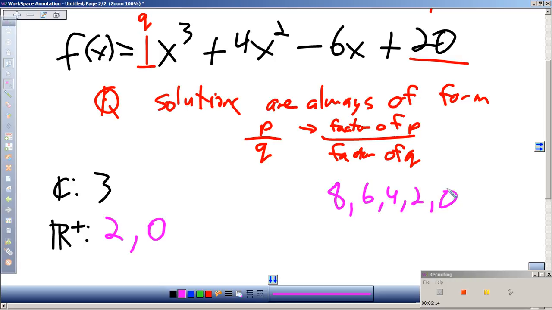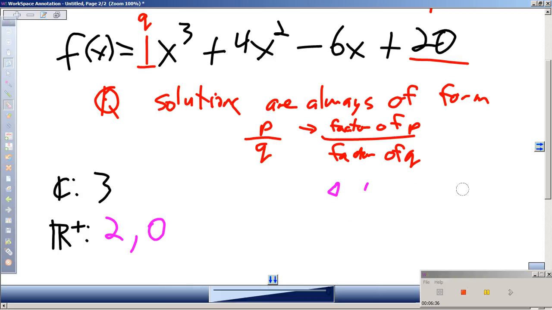Well, every multiple of 2 less than it. So 2 is a multiple of 2, 4 is a multiple of 2. So you do, for example, this one, 8 minus 2, 8 minus 4, 8 minus 6, 8 minus 8. So you're going to go all the way down to getting 0 or 1.